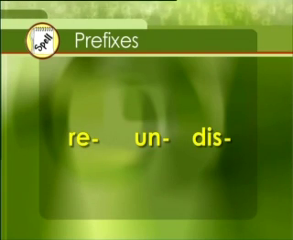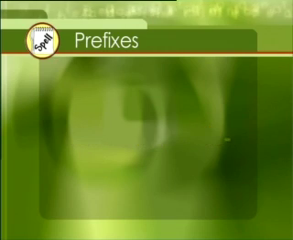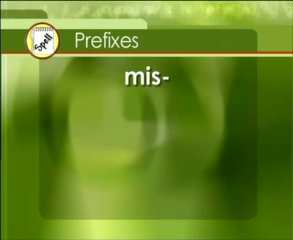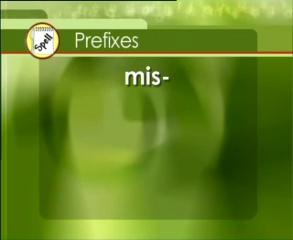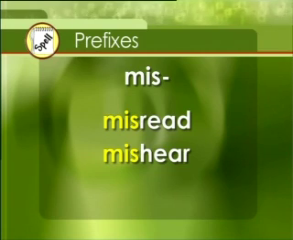A prefix is a group of letters put before another word to change the original word's meaning. Some prefixes are very common and you'll see them a lot. Another common prefix is mis, which means to do something incorrectly. Mis appears in front of words like misread and mishear, which both mean to read and to hear incorrectly.